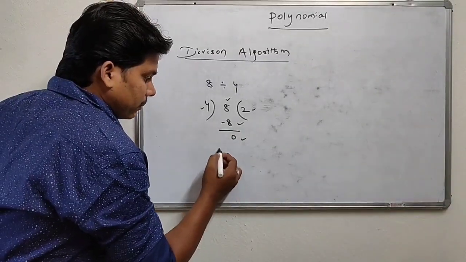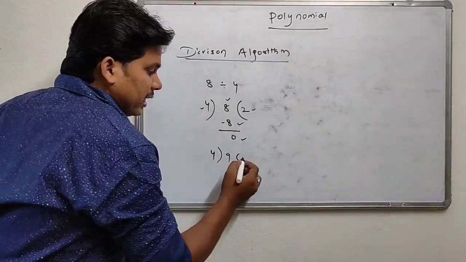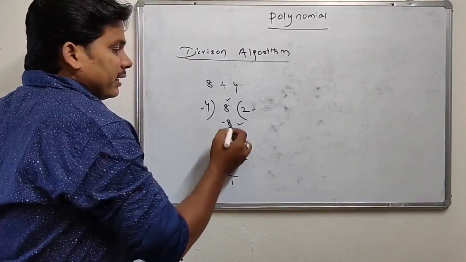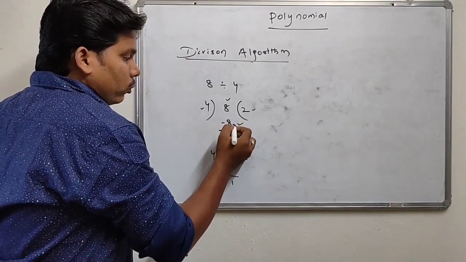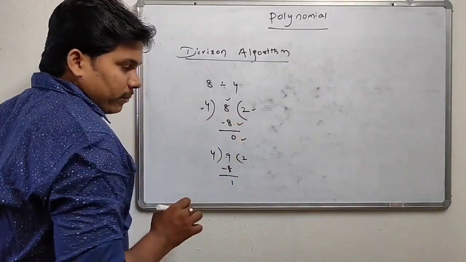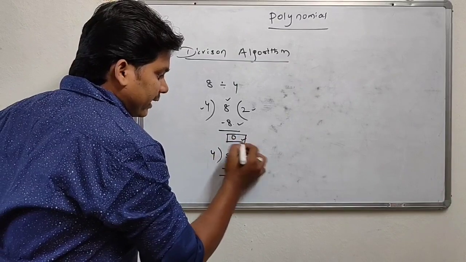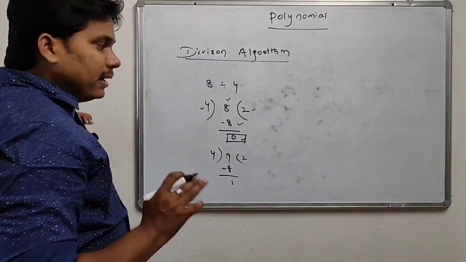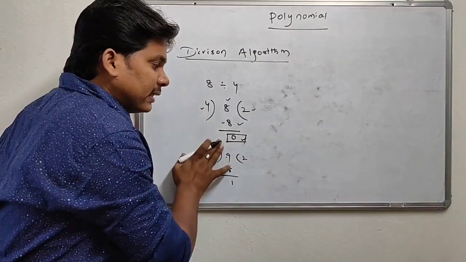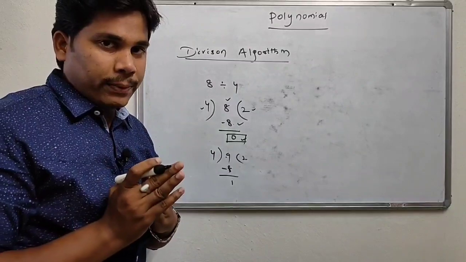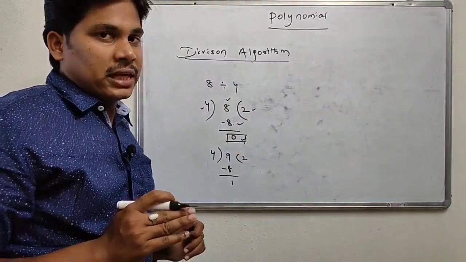I will take another example. I will divide 9 by 4. Here 4 goes into 8, and the remainder is 1. This product should be less than or equal to the dividend, and the remainder we get should be less than the divisor. The focusing thing is these two. Whenever we focus on these two conditions, then we can continue the division algorithm.